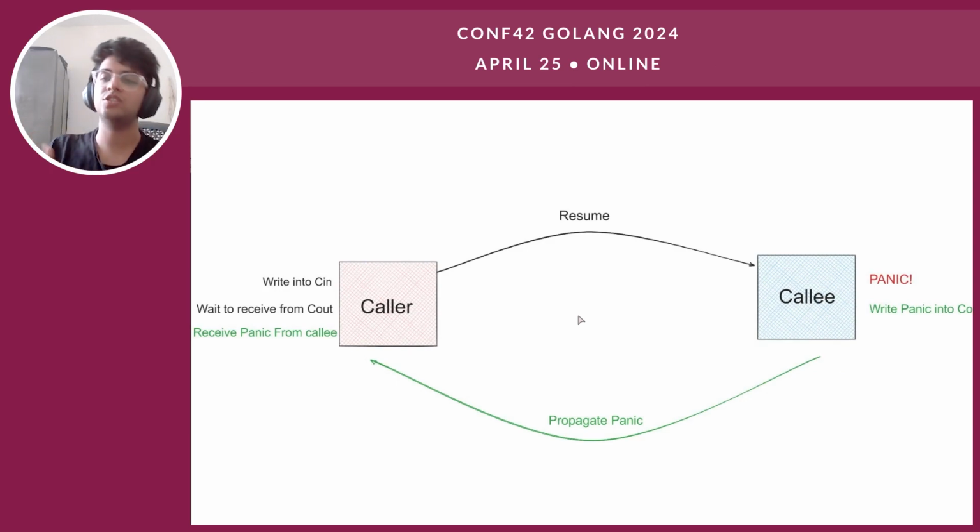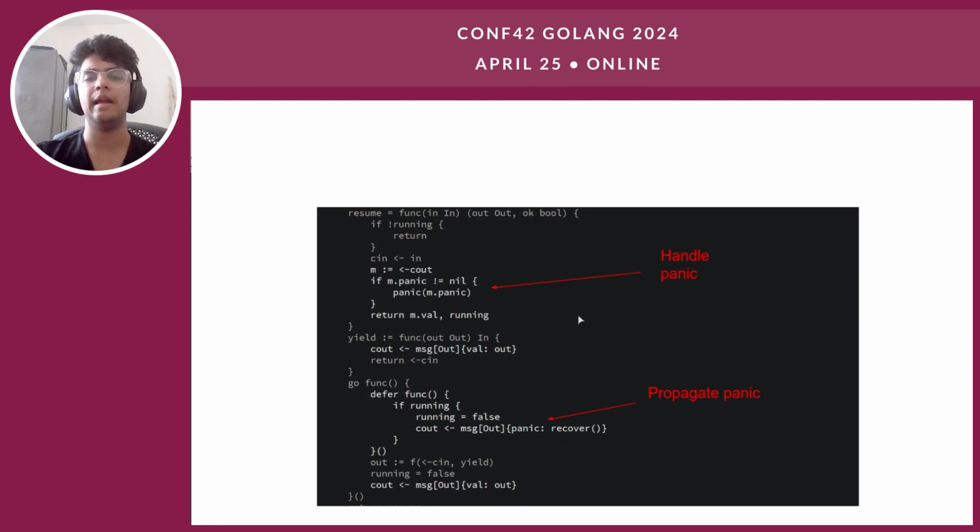What you can do is simply, whenever your coroutine panics, propagate this panic up to your caller, and you can just write into cout, which is what the caller is waiting on. Write into cout that I have panicked and don't exist anymore, so don't try to resume this particular coroutine. And this can be implemented using this defer func. How defer works, if you don't know, is that it just runs at the end of your function. So after everything has stopped running, your defer runs, and all it's doing is checking if running is set to true.